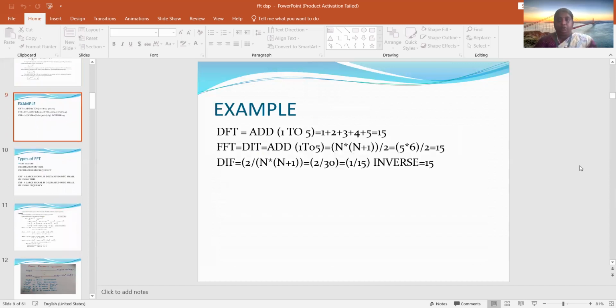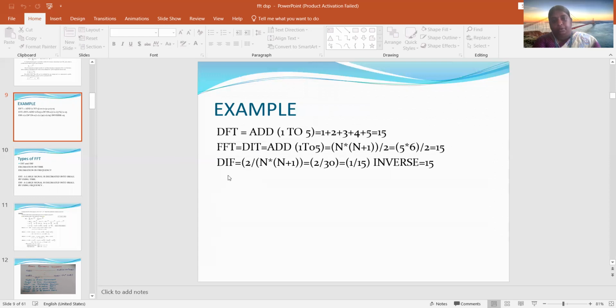Here is an example showing the difference between the DFT and FFT. In DFT, for example, if I want to add the numbers from 1 to 5, you would add 1 plus 2 plus 3 plus 4 plus 5. But if I am going to do FFT, the DIT method, I use n times (n plus 1) by 2. This is the short form I am using, and my answer is 50.